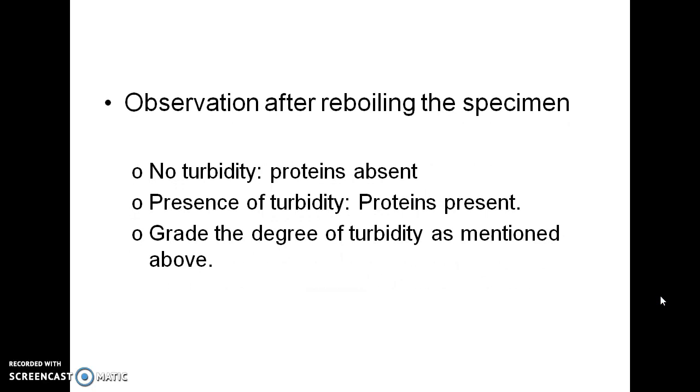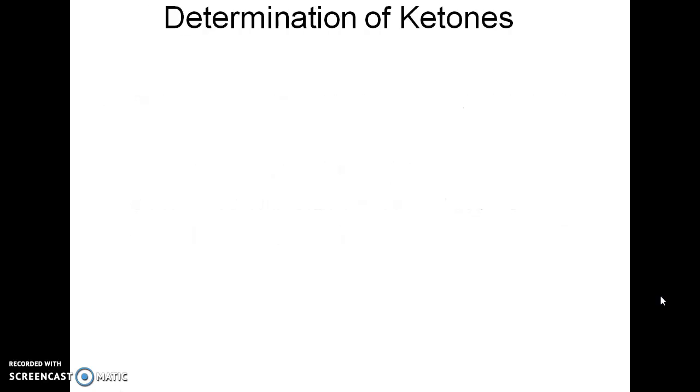Observation after reboiling the specimen: if there is no turbidity, then the proteins are absent. Presence of turbidity means proteins are present. Grade the degree of turbidity as mentioned above.